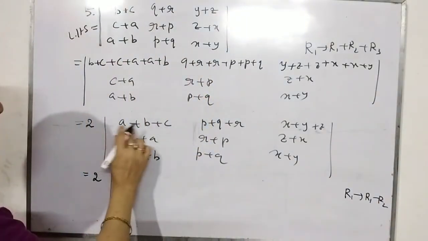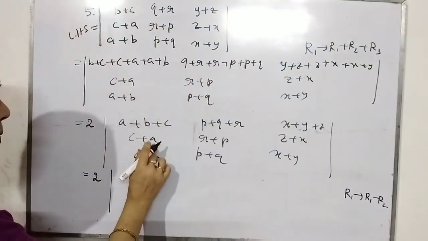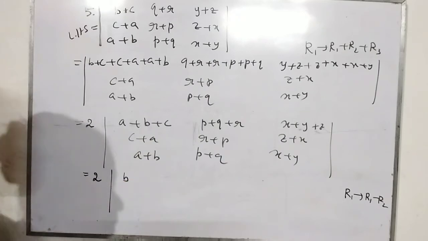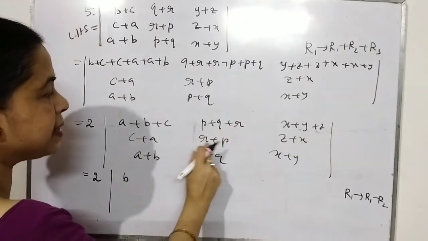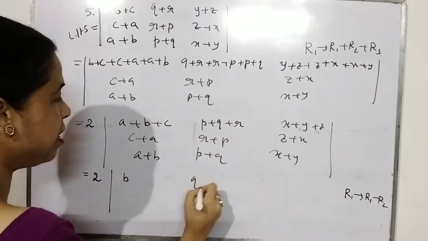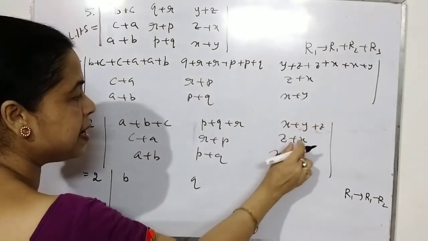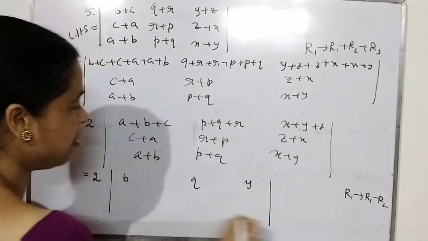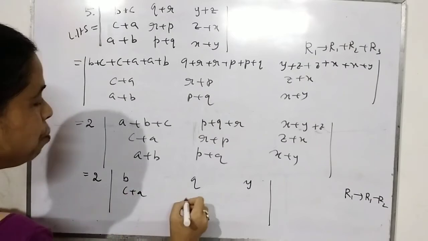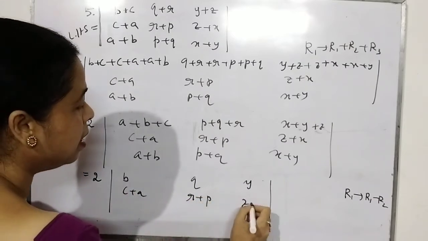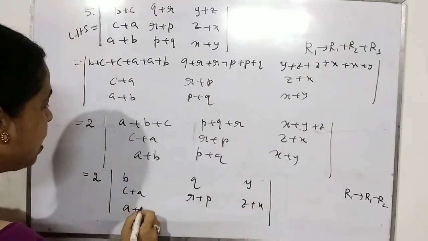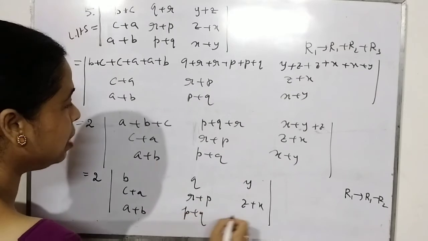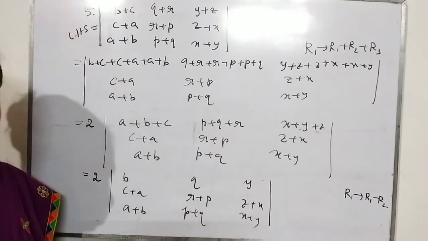What will we have? A plus B plus C minus A, so B will be left. P plus Q plus R minus P, so Q will be left. And here X plus Y plus Z minus X because I have subtracted, so here what is left? Y will be left. Keep the order as it is. Don't have to do anything now. Z plus X, and this is A plus B, P plus Q and X plus Y.